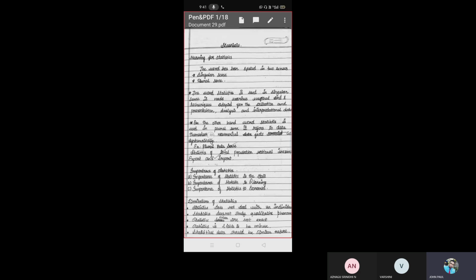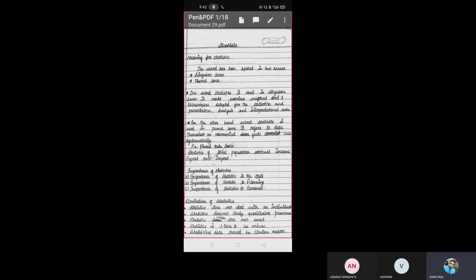So statistics used in the singular sense refers to the various methods and techniques adapted for the collection, presentation, analysis, and interpretation of data. On the other hand, the word statistics is used in the plural sense. It refers to data themselves or numerical facts collected systematically. So, what is the meaning of statistics?